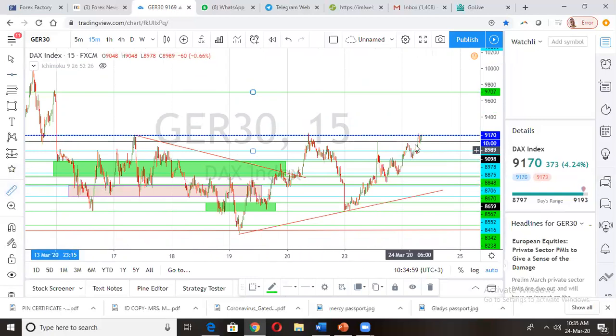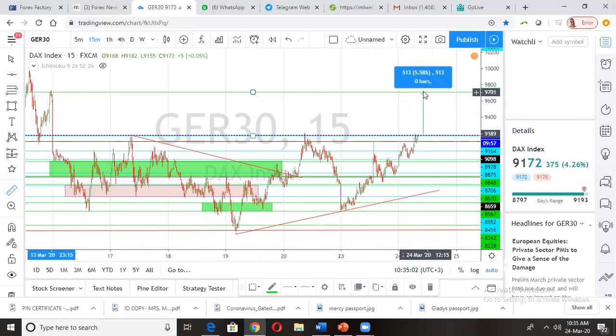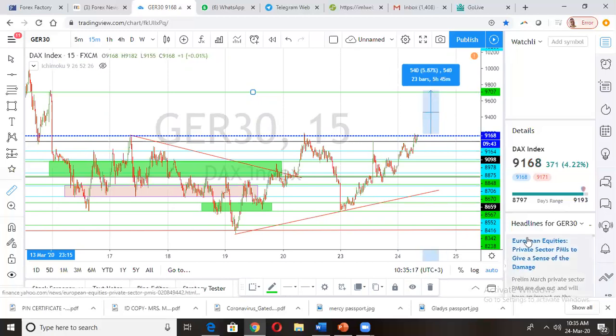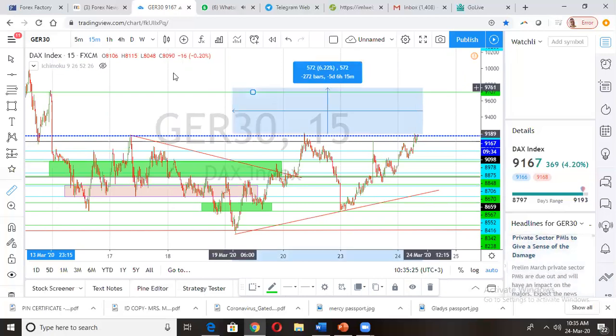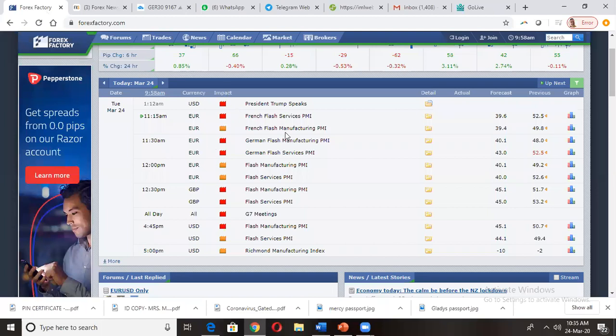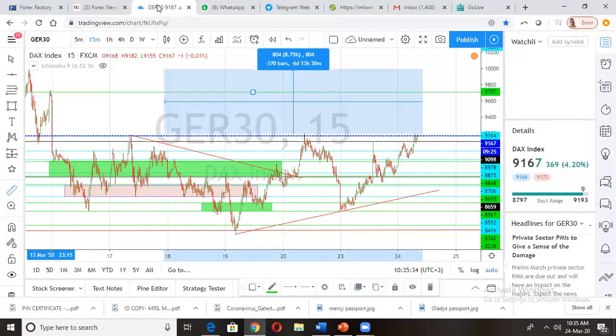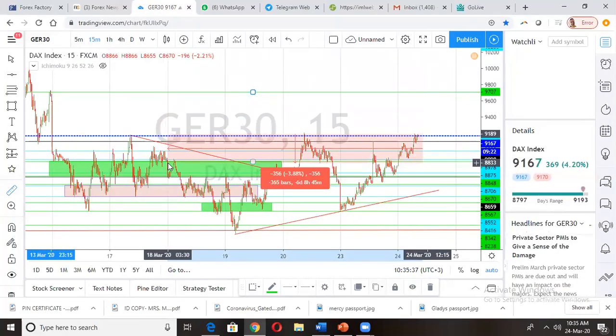So let's see, GR30. I really have a bias for bullish here, about 500 pips. About 500 pips on the long term, up to about 1,100 pips. And then sometimes I also look at the news. Like now here I'm seeing an article from 5 hours ago, European equities private sector PMIs to give a sense of the damage. So that's why, as you can see here, this is going to be very, very crucial.